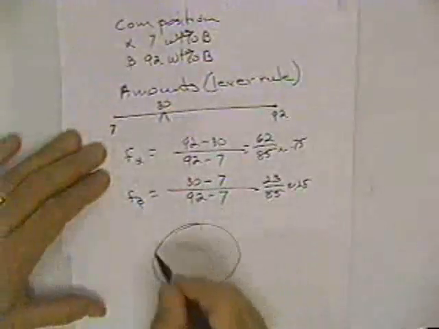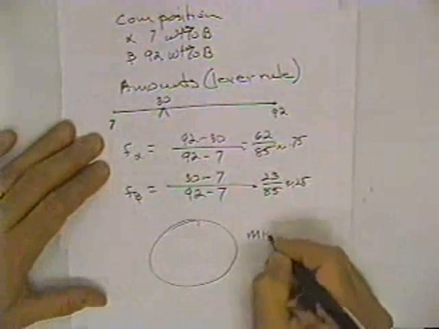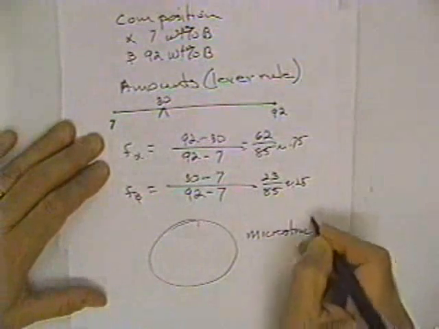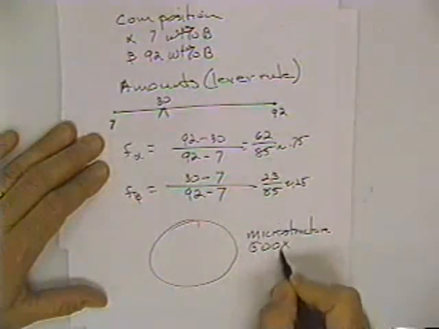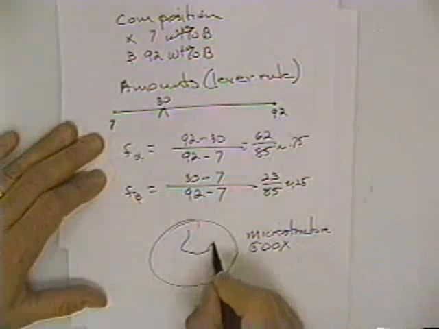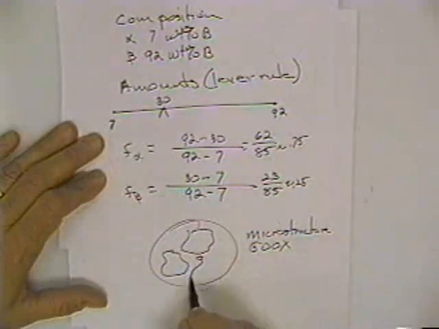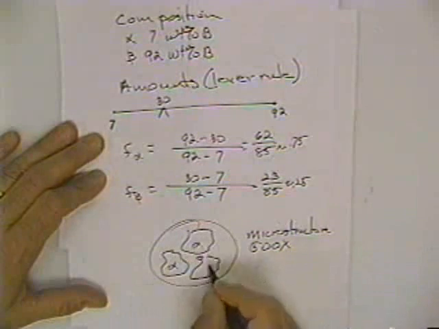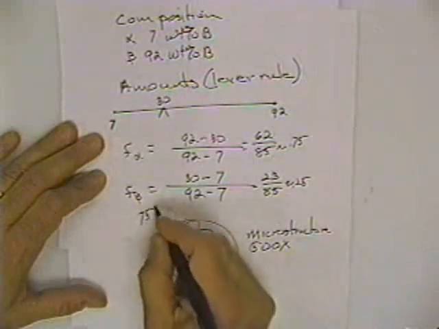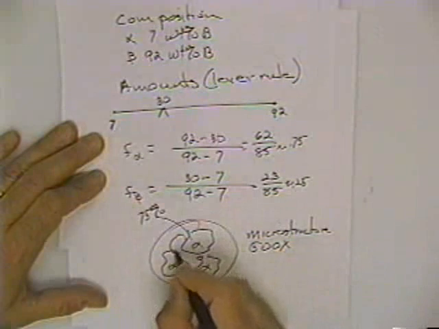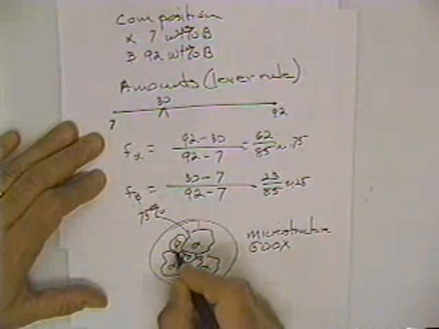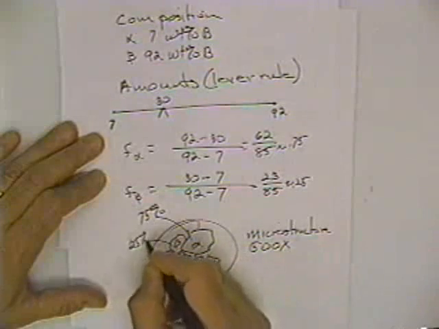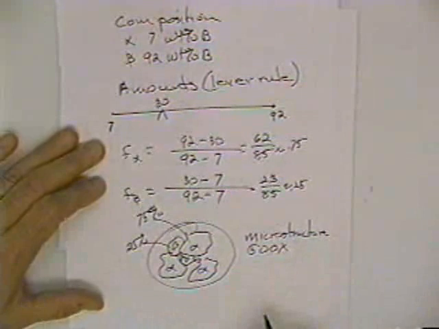So if we were to draw, for example, what the microstructure might look like, and let's let it be at 500 times, we would see the majority of this material is going to be alpha, and it's going to account for about 75%. There's going to be beta in here, and the beta is going to be about 25%. Okay?